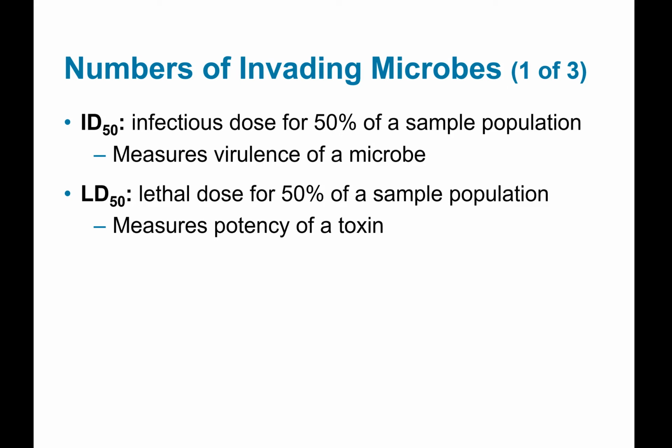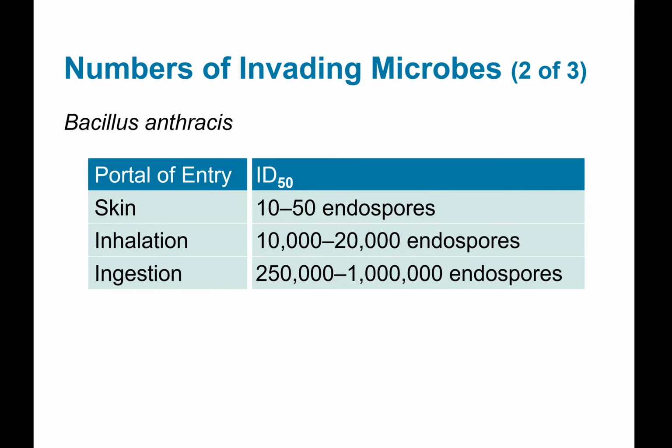LD50 refers to toxins, which we will cover in this chapter. This is the lethal dose for 50% of a test population. Again, on laboratory animals, they have injected various concentrations of toxin and determined this LD50 number based on how much it takes to kill off half of the population. So again, the lower the number, the more deadly, potent, or toxic the toxin is.